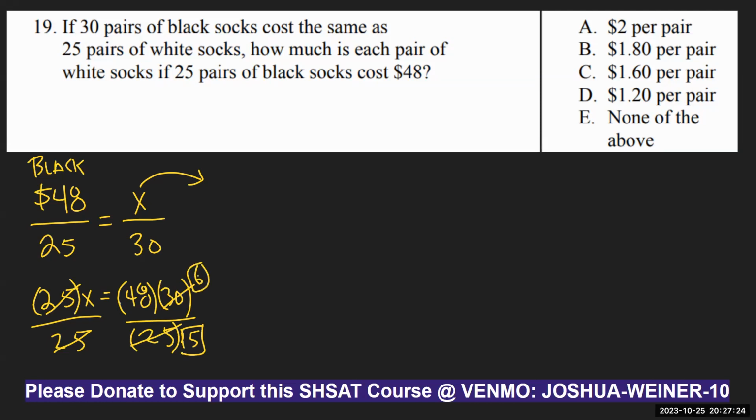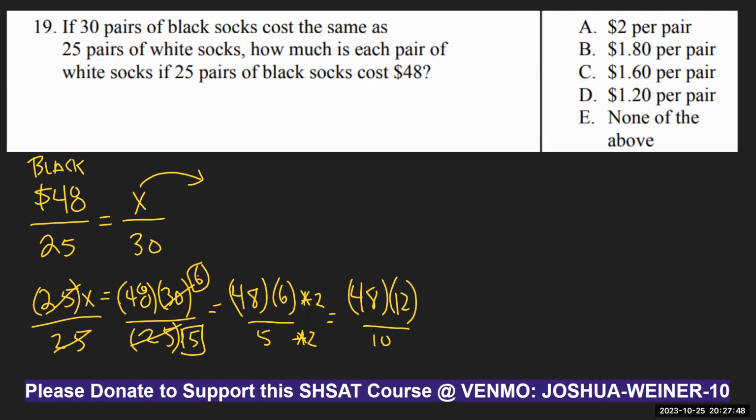So it's 48 times 6 over 5, whatever that is. 48 times 6 over 5. But because I don't have a calculator on the test, I'm going to do times 2 on the bottom and times 2 on the top, okay? This is the times symbol, like a star. All right, so then we have 48 times 12 over 10. And the reason I'm doing that is because now it's easier to divide by 10, okay?